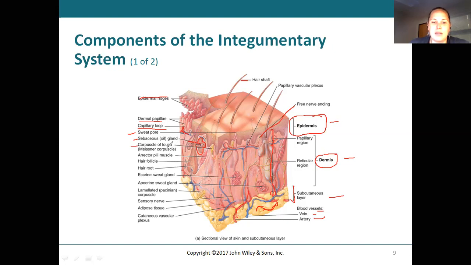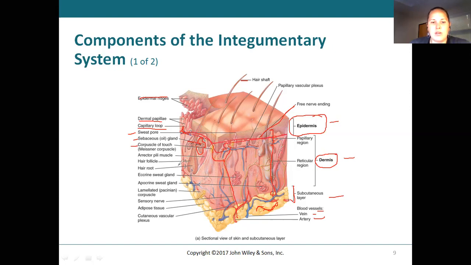Corpuscle of touch, or Meissner's corpuscle. This is essentially an innervation. This is a nerve, one of the ways that we are able to detect touch on our epidermis.